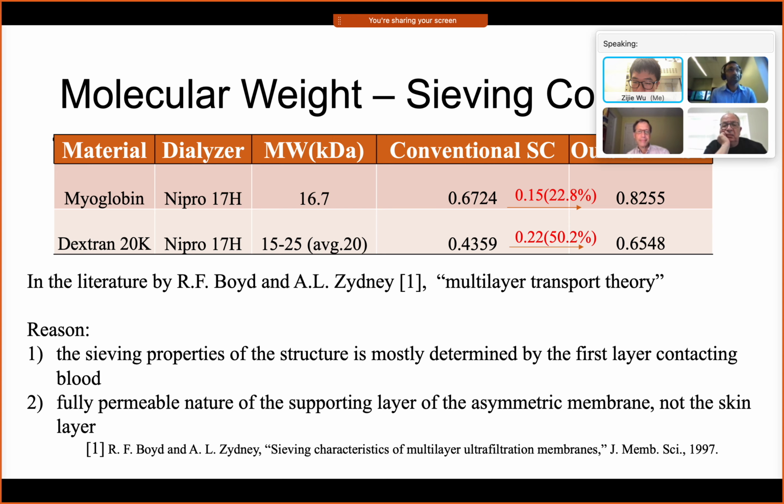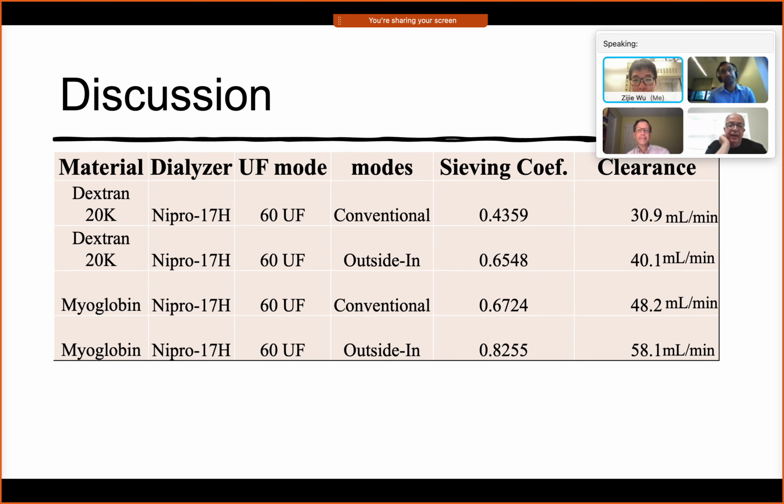And I will move on to the next page. So I have a small observation. We have Dextran 20K and myoglobin as the materials. As the sieving coefficient increases, the clearance increases, of course. But would there be a relationship, probably not proportional, some kind of relationship between the sieving coefficient and the clearance regarding the materials, or would the materials actually make a difference?